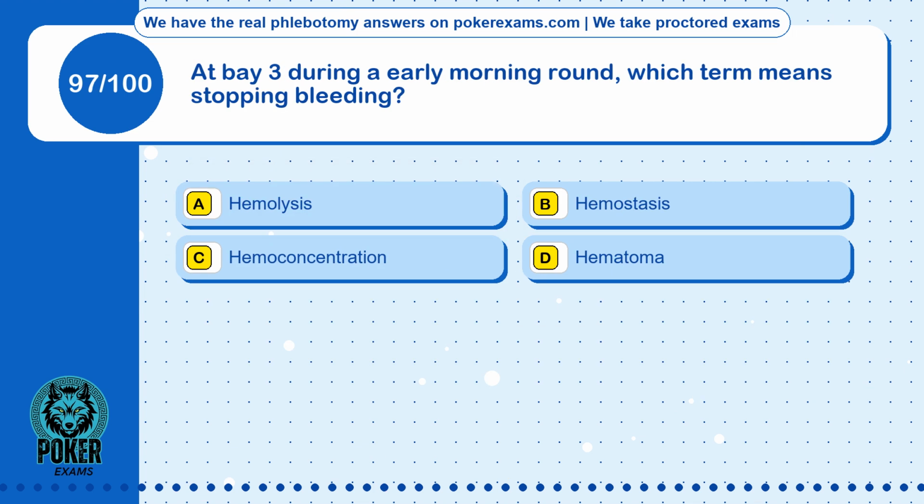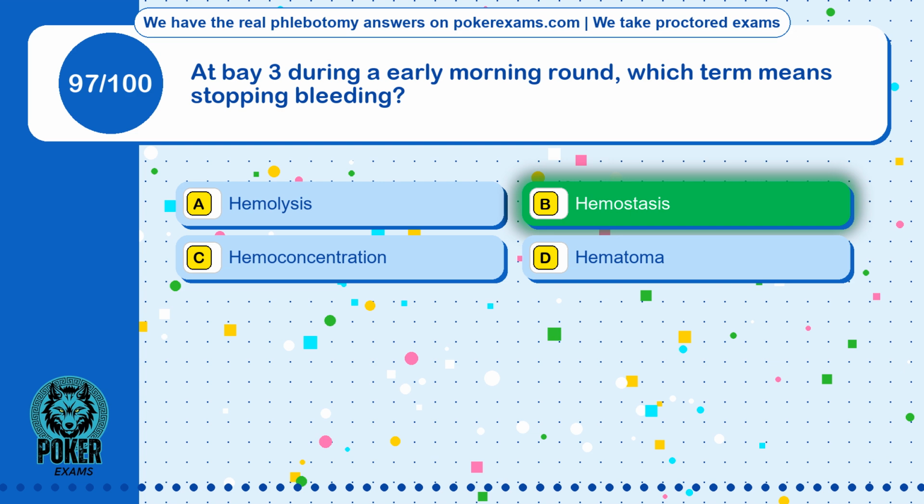Question 97. At Bay 3 during an early morning round, which term means stopping bleeding? Option A, hemolysis. Option B, hemostasis. Option C, hemoconcentration. Option D, hematoma.